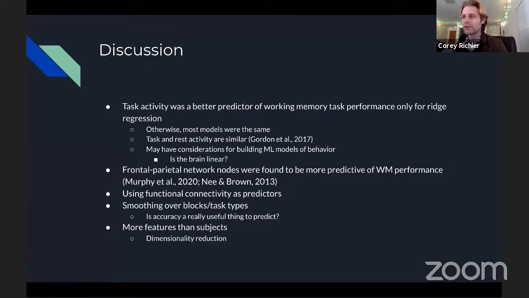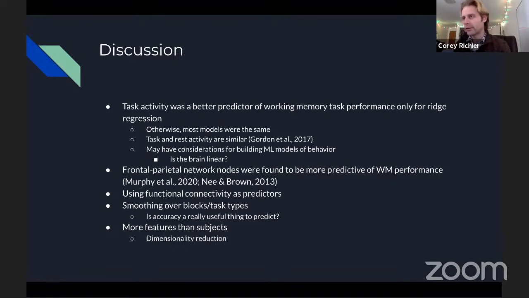A possible implication for this is that task and rest activity have been found to be pretty similar overall. So that might have some implications for building machine learning models using resting state or task-based fMRI. Maybe in some cases they could be equivalent, though it's hard to know necessarily from what we did. Another interesting point to be made is, is the brain linear? This is a hot topic of debate, but does it make sense to build linear models? Maybe for some cases it does, maybe for other cases it doesn't.